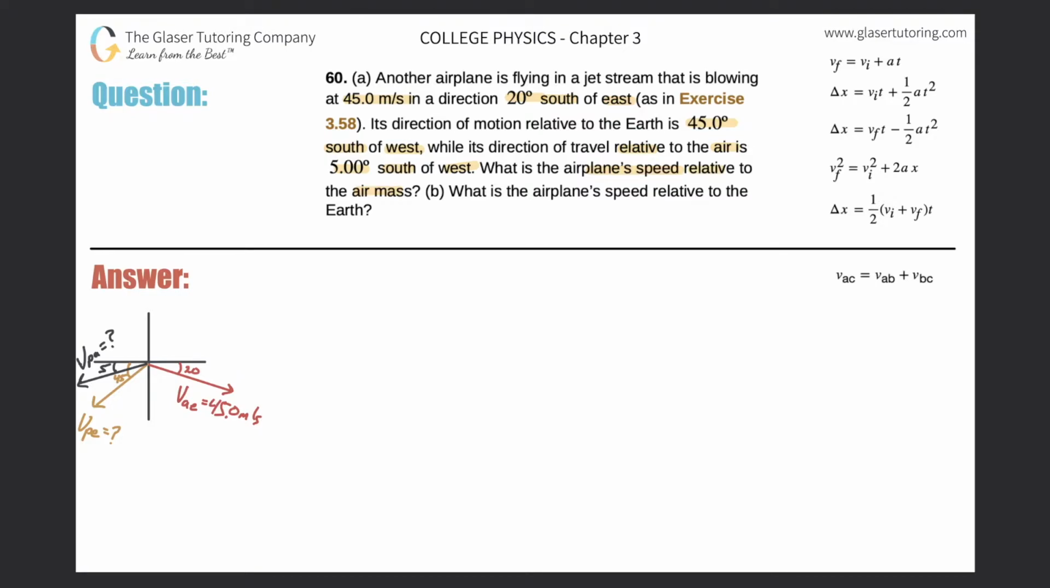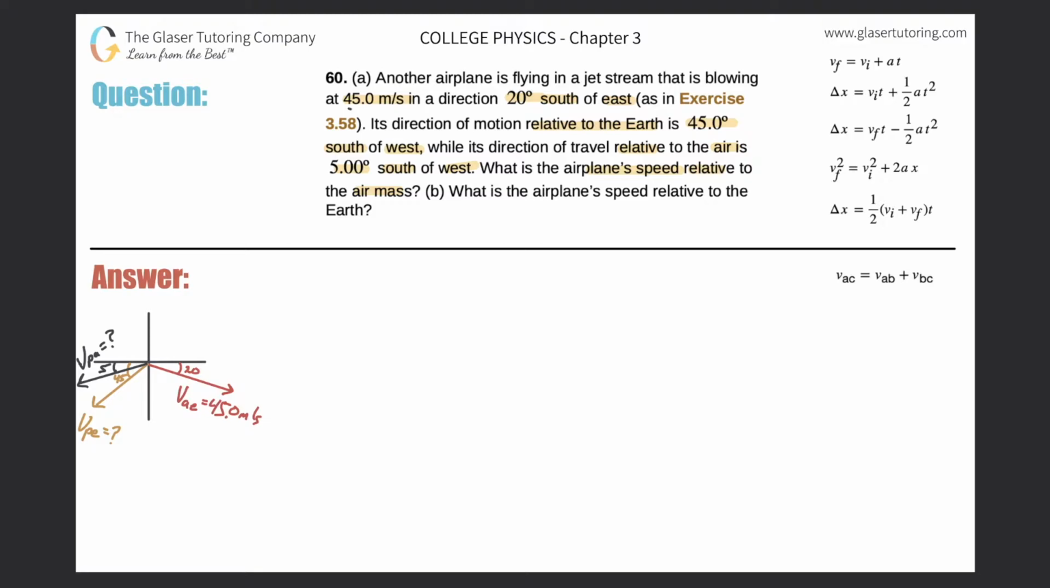All right, and let's just highlight this motion relative to the Earth over there too, because that's important. So in terms of a picture, take a look at the left-hand side. I drew a coordinate system with all the vectors in place. It tells us that an airplane is flying in a jet stream, and that jet stream's velocity is blowing at 45 meters per second at 20 degrees south of east. So that is represented right here. It's the velocity of the air.